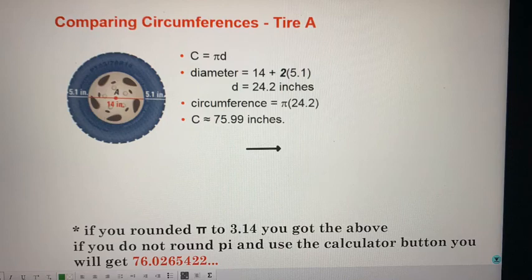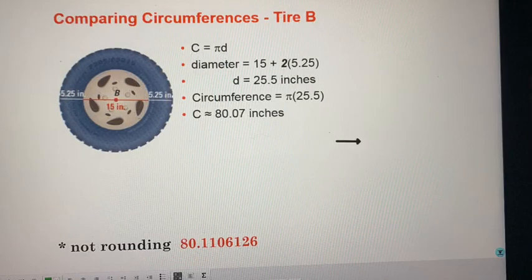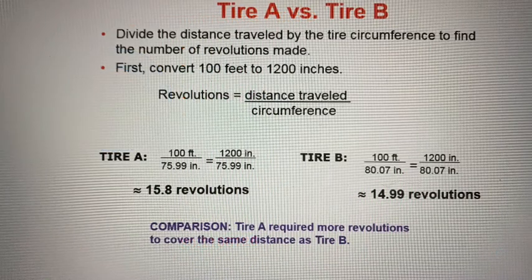To find circumference, it's pi times diameter. We know the diameter is 14. We know that it's 5.1 inches on each side, the tire itself. And so when we add those things together and we multiply by pi, we get 75.99 inches. Now, if you rounded pi to 3.14, that's what you got. But if you use the calculator button, you may not have gotten that. You may have gotten a little bit bigger. Same for tire B.